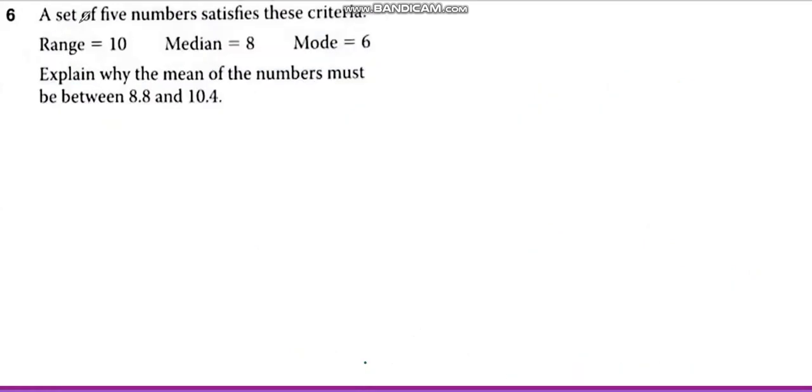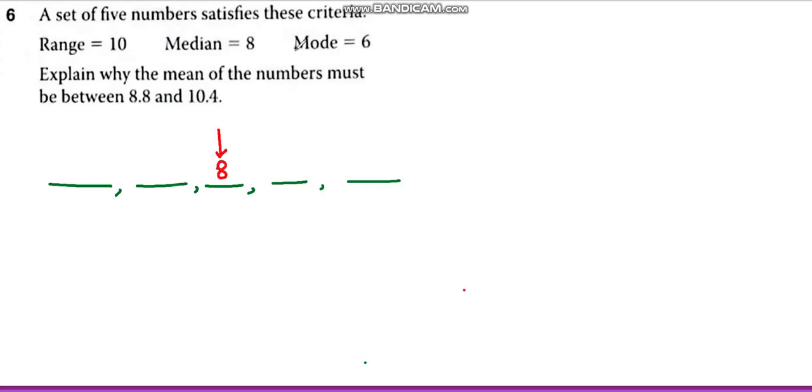In question number 6, it says a set of 5 numbers satisfies these criteria. Range is 10, median is 8, and mode should be 6. Explain why the mean of the numbers must be between 8.8 and 10.4. So I have to make 5 blanks, because there is data containing 5 numbers, and the range should be 10. So first of all, I can put the median as 8, which is the middle value.